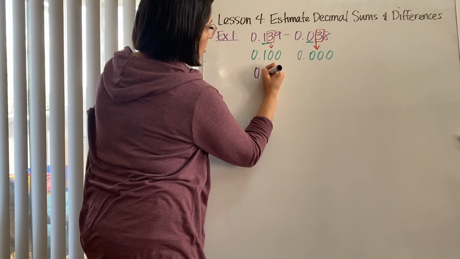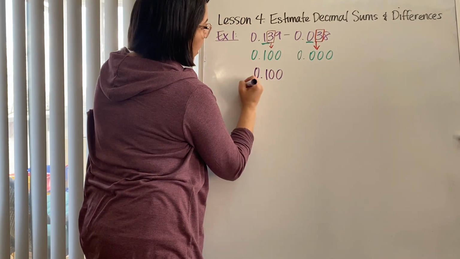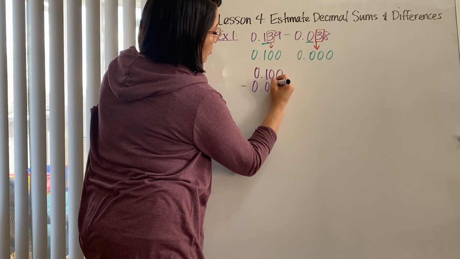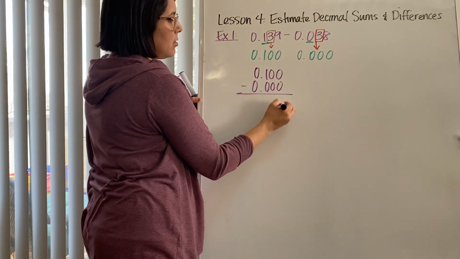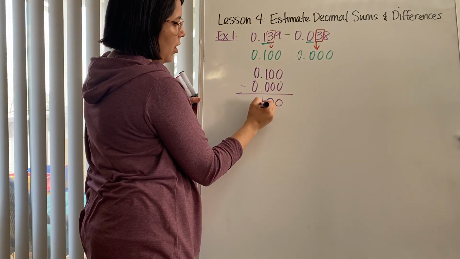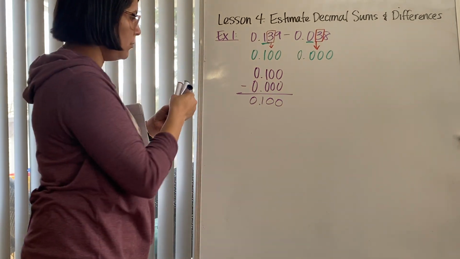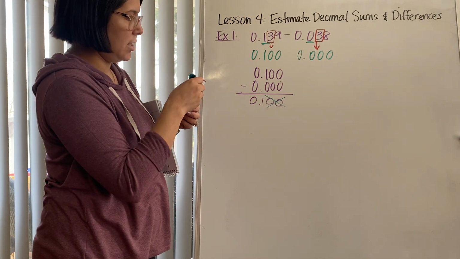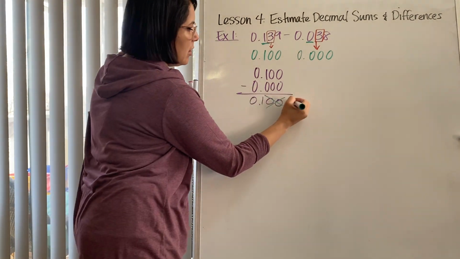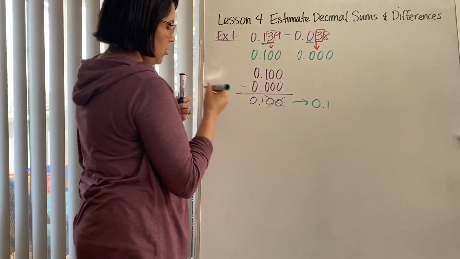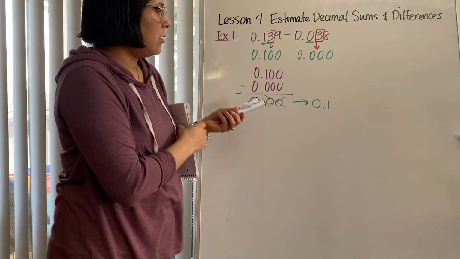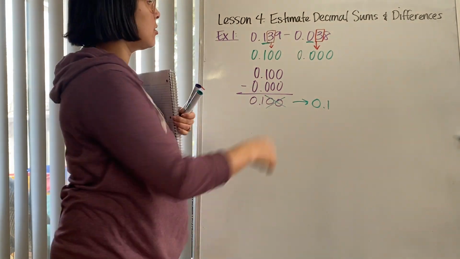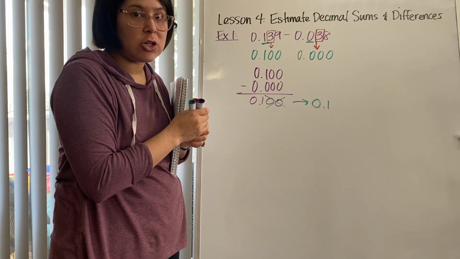Well, what's 0.100 minus 0.000? Subtract 0, 0, 1, 0. Okay? I don't actually need these zeros because they don't do anything. So my answer would be 0.1. Okay? So that's not the actual answer. If I were to subtract this, that's not the actual answer.